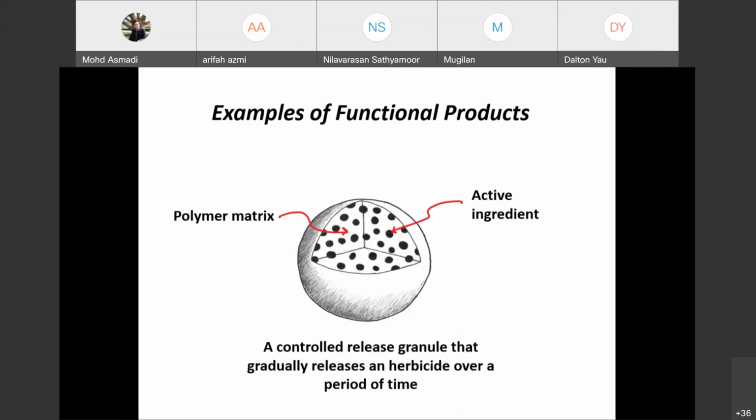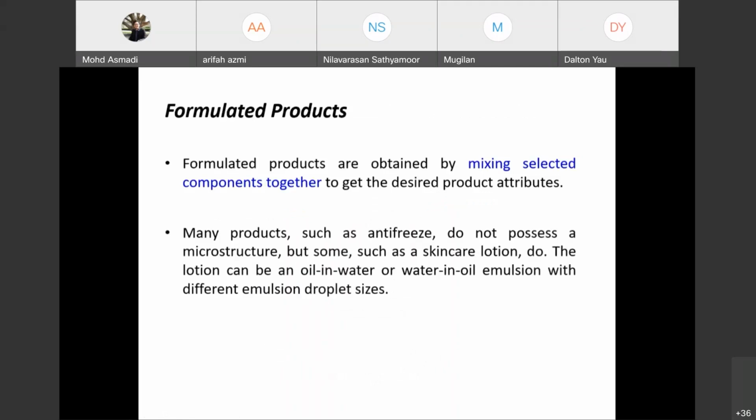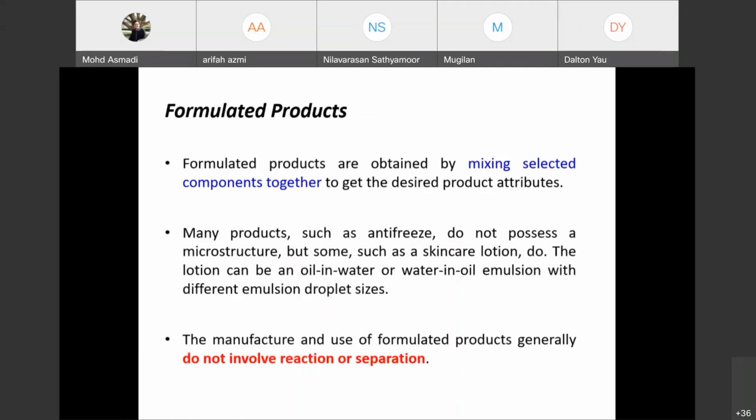Okay, so we already see the example of the functional and chemical device. What is the difference? Let's see the formulated products. We can obtain formulated products by mixing selected components together to get the desired product attributes. For example, a sunscreen lotion may consist of zinc oxide particles or active ingredients like emollients. That is another example.